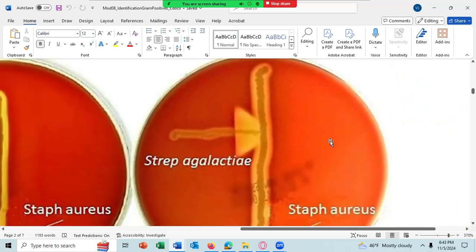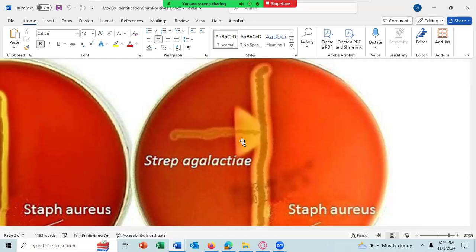Next, we have Streptococcus agalactiae, and there's the streak of bacteria here, the dark streak. And there we can see a very thin but positive beta hemolysis around the Streptococcus agalactiae. And right there, we have enhanced beta hemolysis around the strep near the Staphylococcus aureus. And this would be a CAMP positive reaction. Any question about any of that?